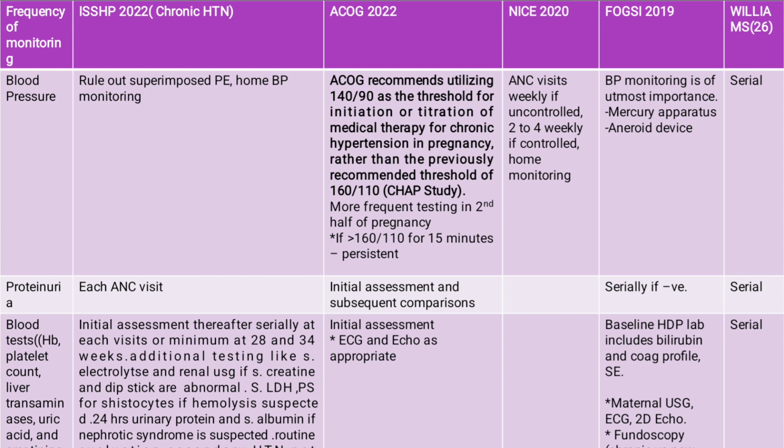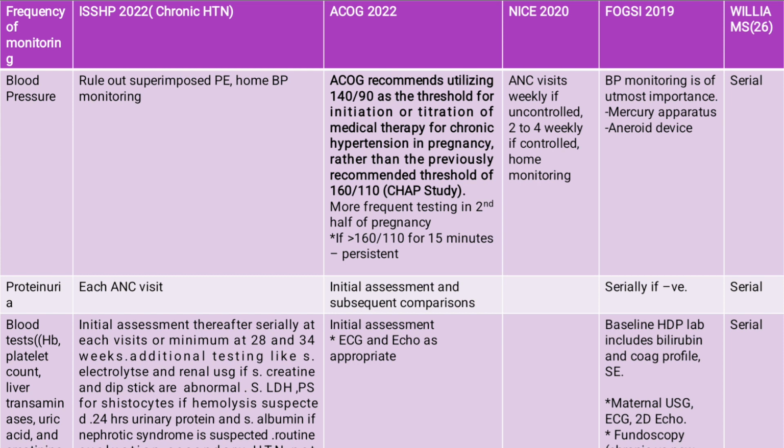Routine use of other tests to rule out other secondary causes is not needed. ACOG recommended starting antihypertensive medical therapy at 140 by 90 for chronic hypertension. That's the CHAP study. More frequent testing in the second half of pregnancy. If BP is more than 160 by 110 and persists for 15 minutes. Initial assessment for proteinuria, then subsequent comparison as needed.